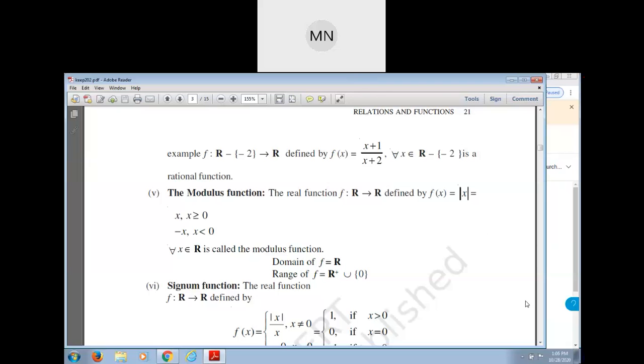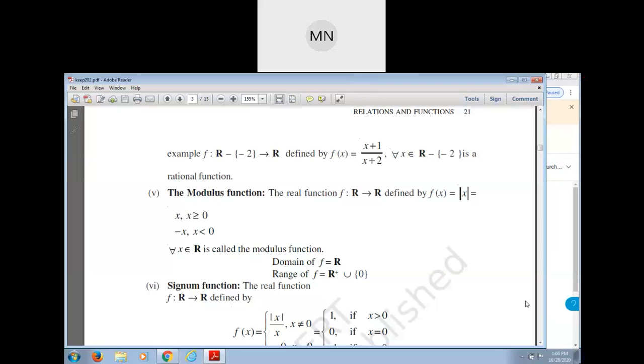It is also 1. Similarly, mod of -5 is 5. If we take the modulus of a negative number, it will be positive. So the modulus value of any number, positive or negative, will be positive. So the range of that function is the positive real numbers including 0, because modulus of 0 is 0.